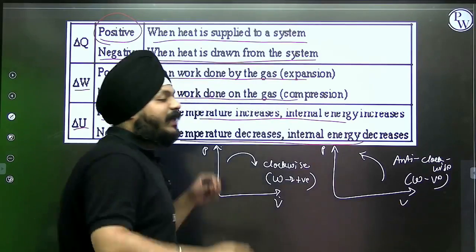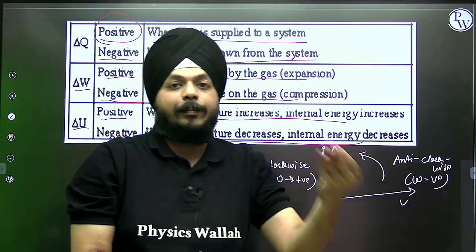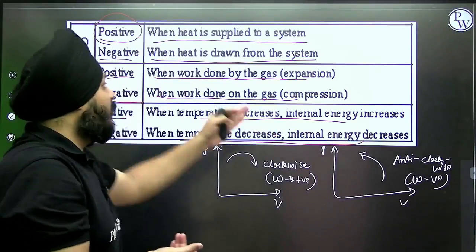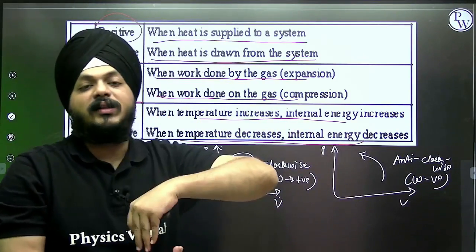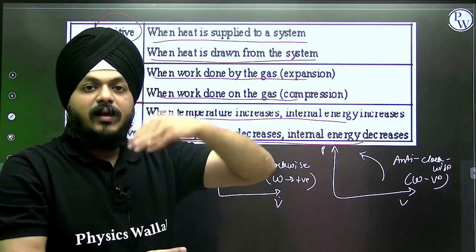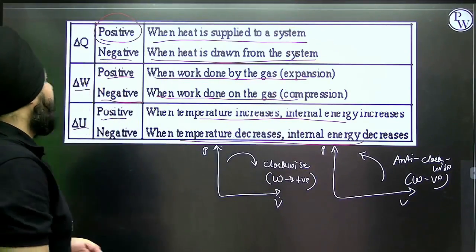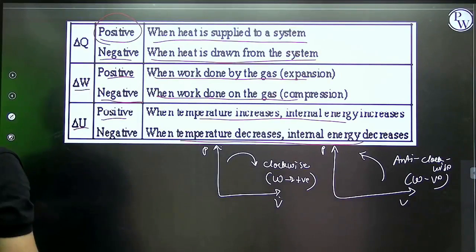So these are the common sign conventions, very simple. Q supplied positive, released negative. Work done by the system positive, on the system negative. Third one, temperature increases, delta U positive, temperature decreases, delta U negative. For graph we have it this way.